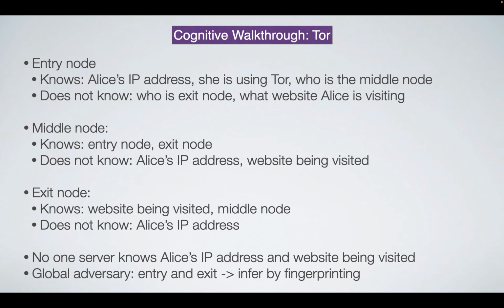So you can think about who knows what if you only have 2 nodes. It's still not that bad, because the entrance knows the user, but it doesn't know the website, and the exit knows the website but doesn't know the user. So 3 is a number that's kind of nice, but the minimum would actually be 2. You get a big security boost going from 1 to 2, because then nobody knows everything. Going from 2 to 3 makes it a little harder, but it doesn't really increase the security.